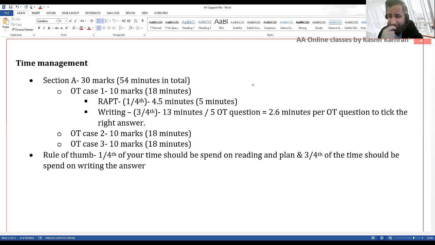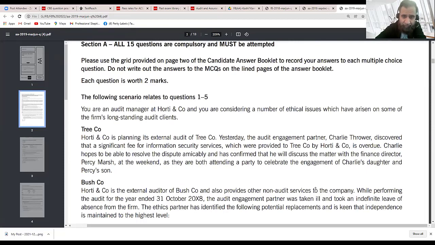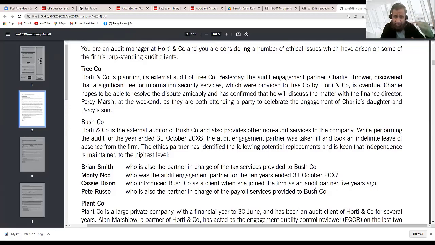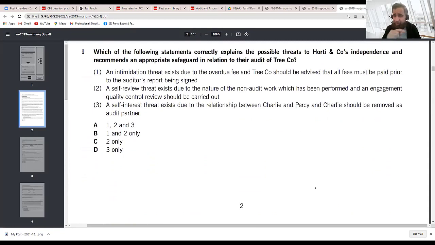See this, if I can show you back again, the PDF file. Look at this question on your screen now. You open the section A and you have a case study, right? You read this case study in 5 minutes, the tree company, the bush company, the plant company, you read all this and you understand all this in 5 minutes, right? See the case, and the case gets over in 5 minutes. Now you're ready for the remaining 13 minutes.